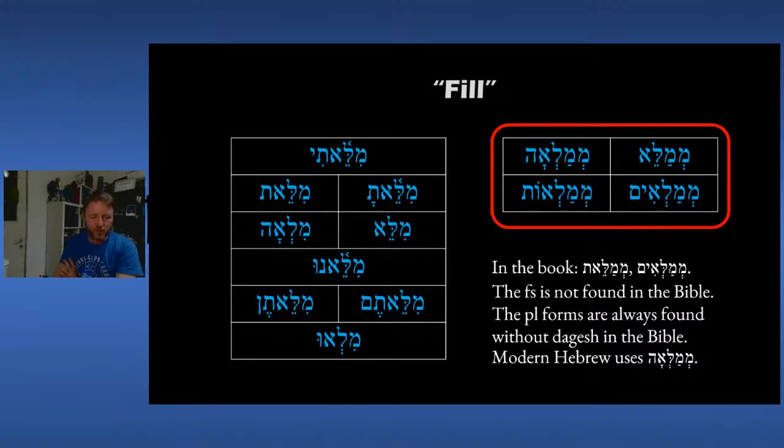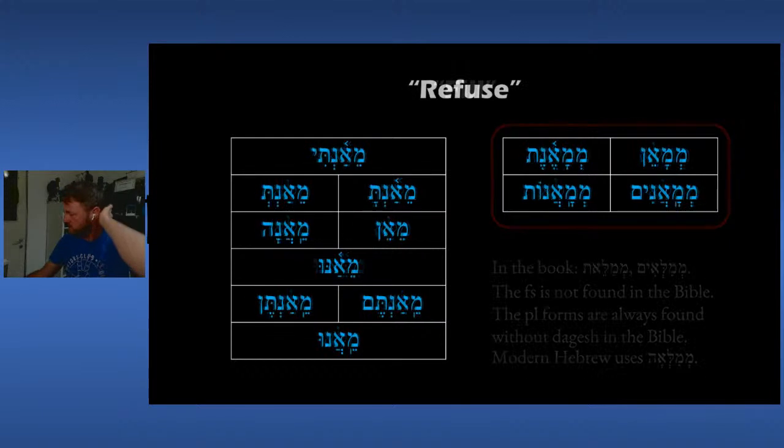Because it doesn't exist in the Hebrew Bible, it doesn't matter. But speakers of Hebrew don't say memalet as a general rule. The Academy came down on memala'ah. So the feminine singular is not found in the Bible. The plural forms are always found without dagesh in the Bible, memal'im, memal'ot. But for whatever reason, the grammar book has it with dagesh. Modern Hebrew uses it with dagesh, but the grammar book should present it without because it doesn't exist with dagesh in the participle in the plural in the Hebrew Bible, which should be significant for that book, you think?